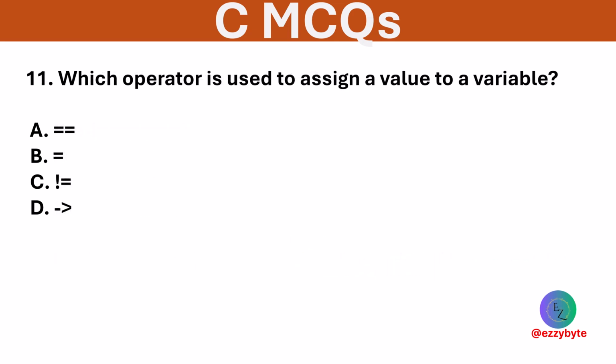The operator is used to assign a value to a variable. Options are equality operator, assignment operator, inequality operator, and access in structures. Option B is correct. The assignment operator assigns a value to a variable. For example, x equal to 5 assigns the value 5 to x.